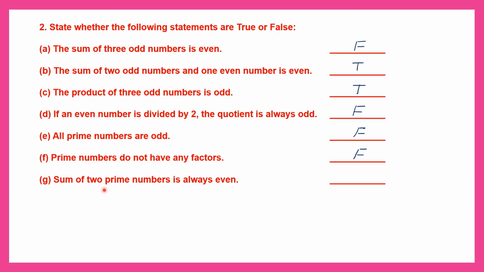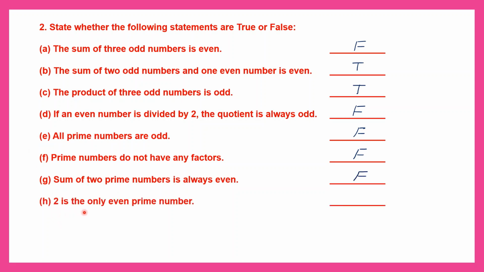Question G. Sum of two prime numbers is always even. Okay, let's try that also. Let's take two prime numbers, 2 and 3. Sum means add it up. Now 2 plus 3 is 5. Whereas what does this statement say? Sum of two prime numbers is always even. Here it's not even, it's an odd number. So this statement is false.